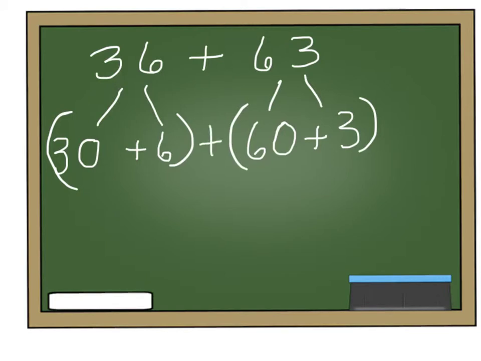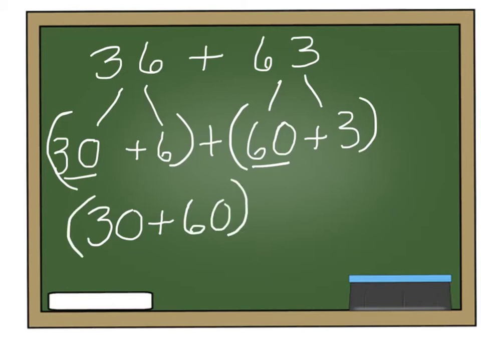Now we've pulled those apart. We need to find the terms that are alike. Let's take our groups of tens, add those together, then take our groups of 1, add those together, and then combine all of it together for the final sum. So we have 30 and 60. So now we're going to group those together. And we'll group our 6 and our 3 together.